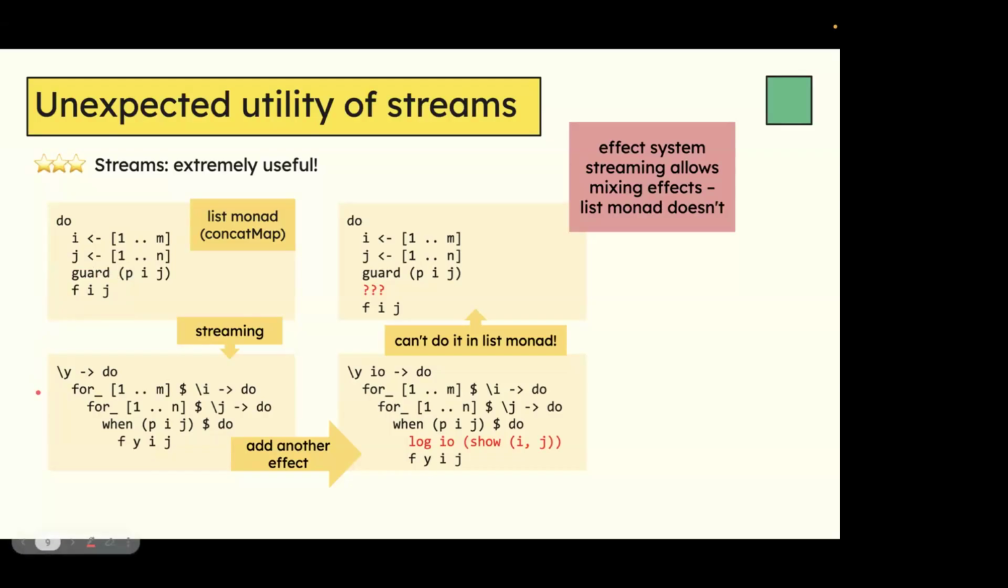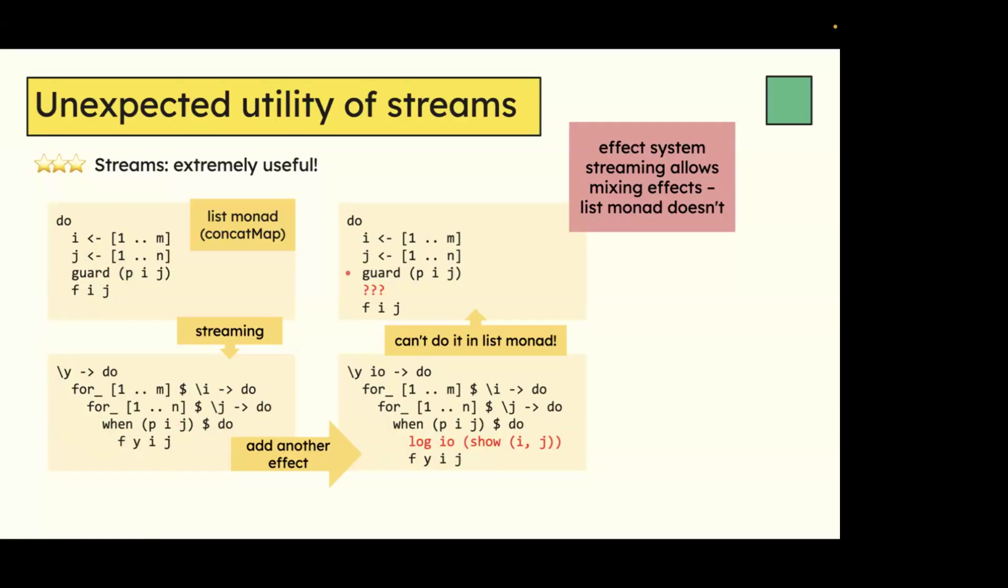In a streaming system, what you do is you do 2 nested for loops, and then you check the condition using when, and then you run an effectful function which can yield yet more values to this stream. If you want to add another effect in this streaming setup, that's very easy. So if I want to do a logging operation, then I just add the logging operation, no problem. That's just another operation in the do block.